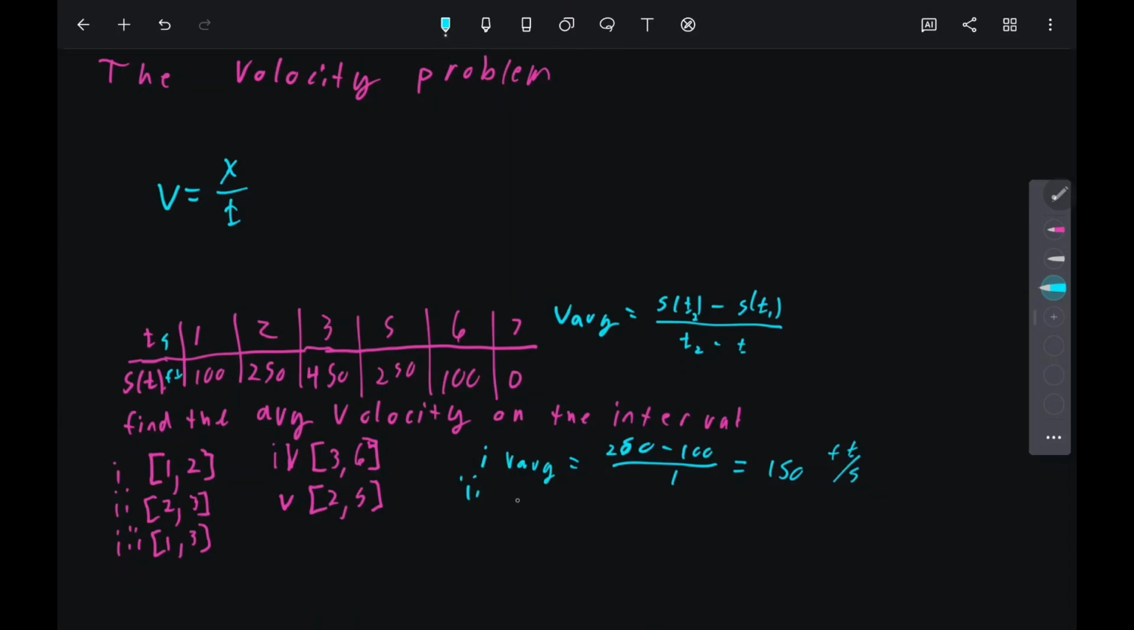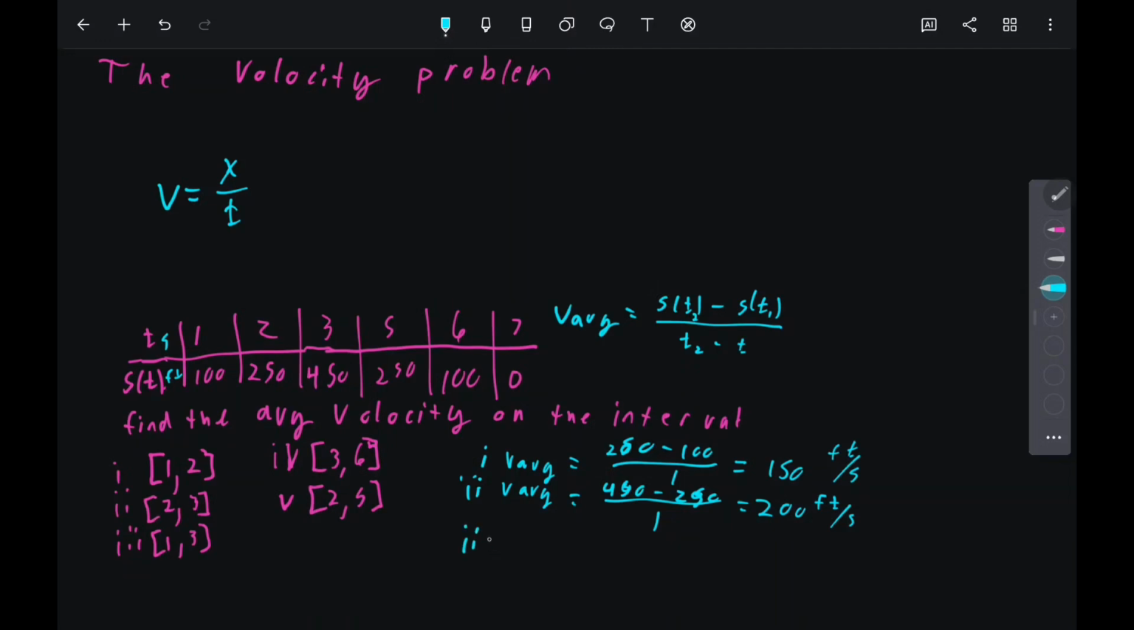II is going to have a V average of, well, S of 3, which is 450, minus S of 2, which is 250, all over 1. So once again, that is going to be 200 feet per second. And if you don't know where I'm getting this denominator from, I'm taking the end time, which is 3, minus the beginning time.